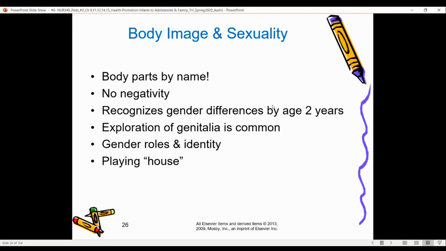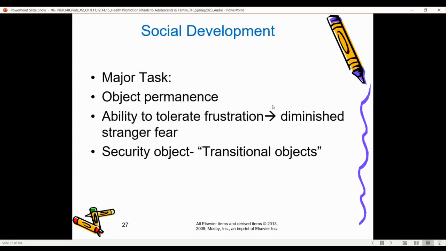They do recognize gender differences around 2 years of age, so the male-female anatomy, and they do start to touch themselves. This is normal exploration of their bodies. It's not for sexual pleasure at this point. It's really just for figuring out how their bodies work. And again, those gender roles and identities come from things like playing house that we see. Yes, they are little sponges. They can't necessarily verbalize it, but they will hear all of that stuff and remember it.